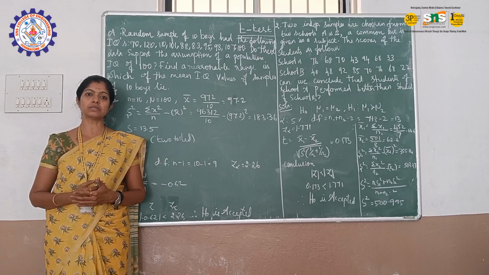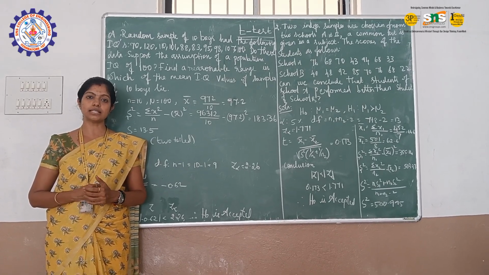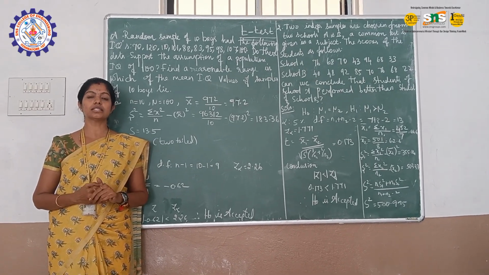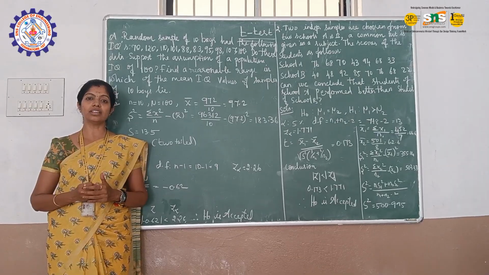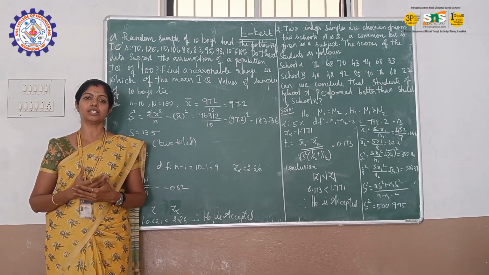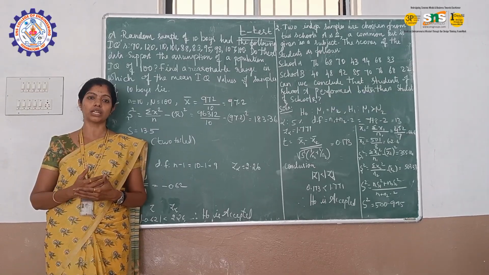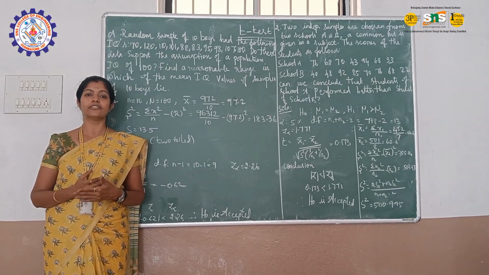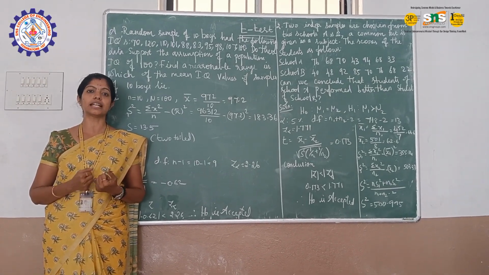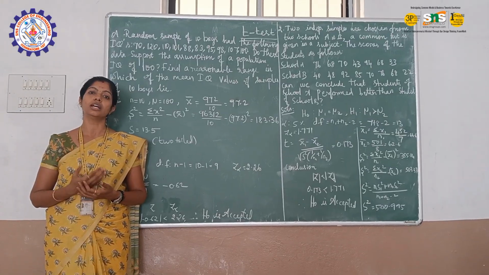In small samples we have three types. One is the t-test, another one is the f-test, another one is chi-square. If you have data based on the average, you have to go for the t-test. If you have data based on variance, you have to go for the f-test. If you have observed frequency and expected frequency, you have to go for chi-square.